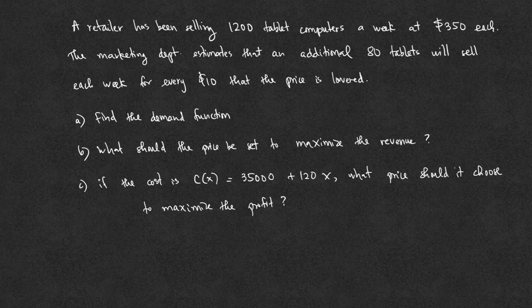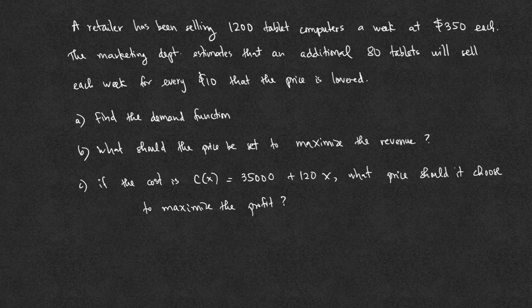A retailer had been selling 1,200 tablet computers a week at $350 each. The marketing department estimates that an additional 80 tablets will sell each week for every $10 that the price is lowered. A. Find the demand function. B. What should the price be set in order to maximize the revenue?